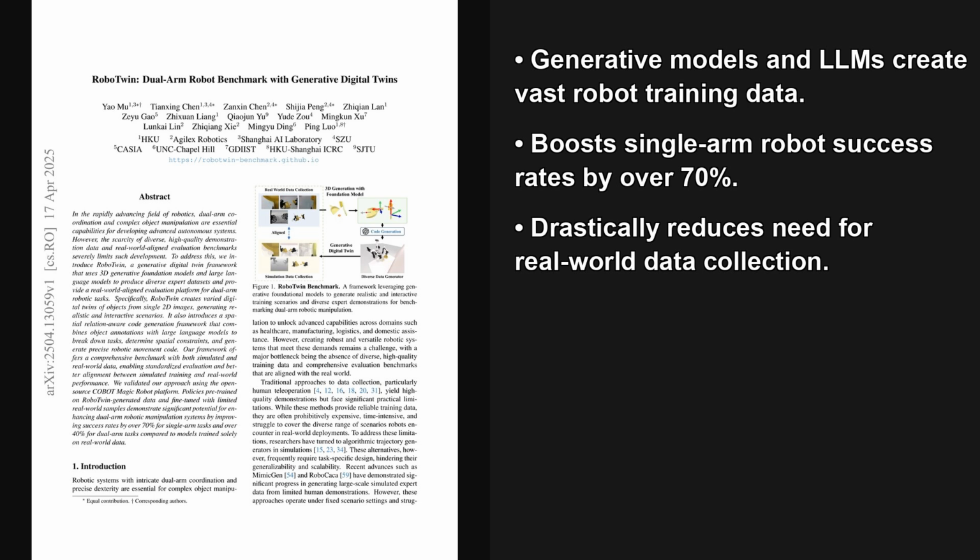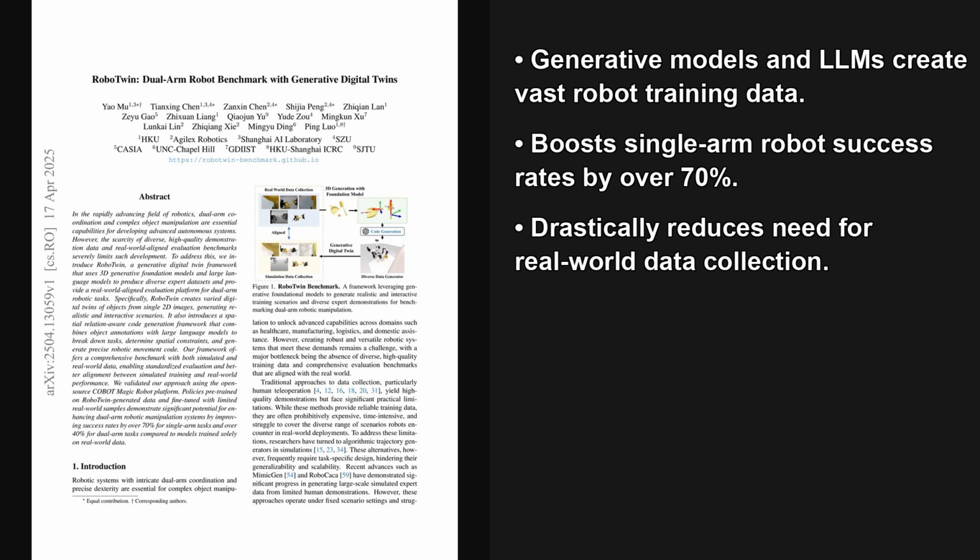Alright, today we're diving into a paper from the trending list called RoboTwin, Dual-Arm Robot Benchmark with Generative Digital Twins. The core problem it tackles is a big one in robotics, the lack of diverse, high-quality data to train robots for complex, two-arm tasks. To solve this, the researchers created a framework that generates what they call digital twins. From just a single 2D image, it creates a realistic, interactive 3D model of an object. It then uses large language models to generate precise robot movement code, creating a huge, varied dataset for training.